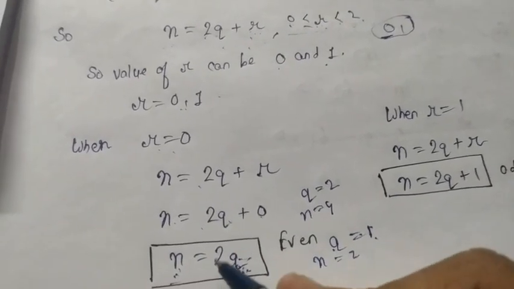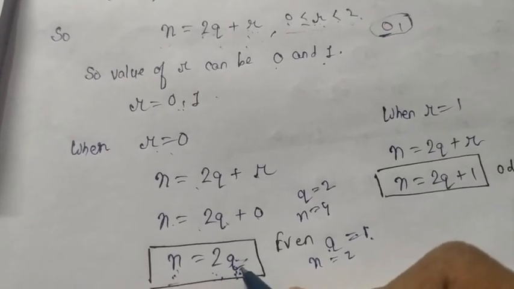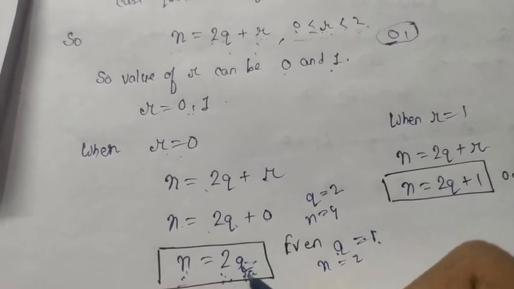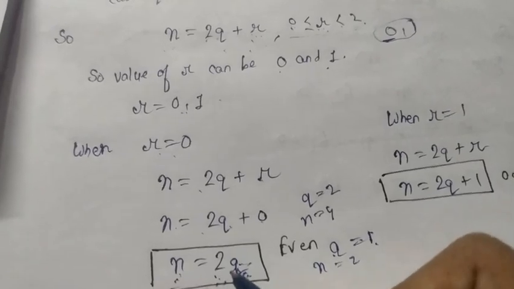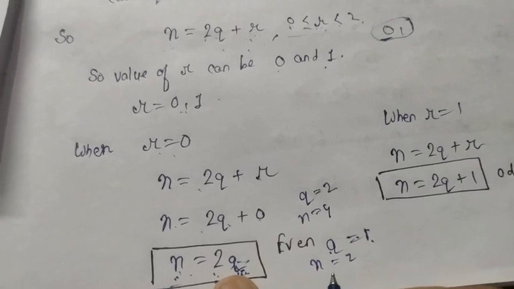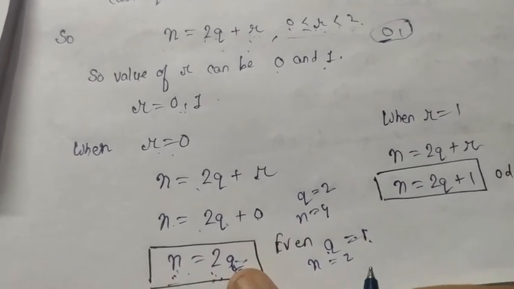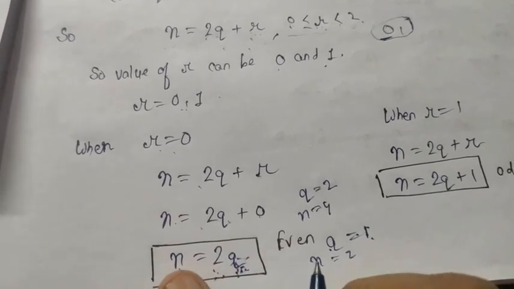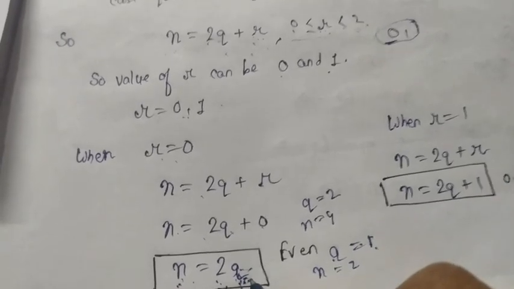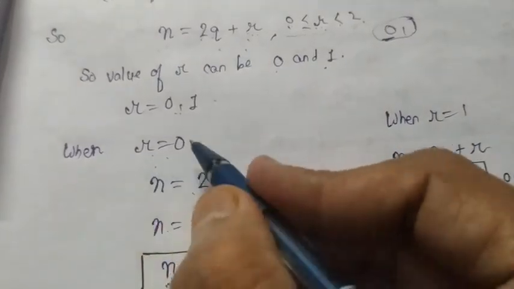That's why any even number can be represented in 2q form. 2q form means multiple of 2. Whatever value of q you take, the value of n will always be an even number. When you take q equal to 5, n will be 10. When you take q equal to 6, n will be 12. So whatever value you take, the value of n will become even. So that's why n equal to 2q is an even number. This value comes when I have put r equal to 0.